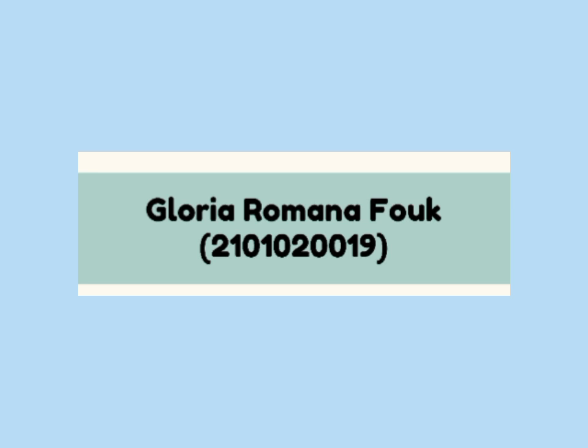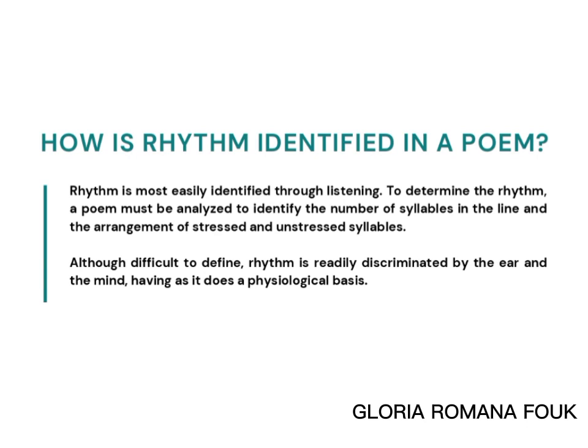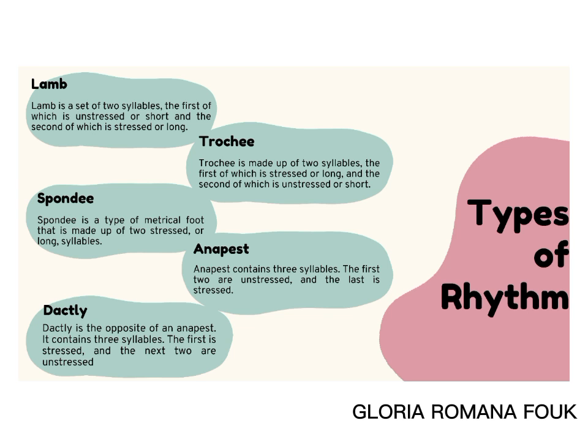So now I will explain about how rhythm is identified in a poem and types of rhythm. So first, I will explain about how rhythm is identified in a poem. Rhythm is most easily identified through listening. To determine the rhythm, a poem must be analyzed to identify the number of syllables in the line and the arrangement of stressed and unstressed syllables. Although difficult to define, rhythm is readily discriminated by the ear and the mind, having as it does a physiological basis. And the next is types of rhythm.